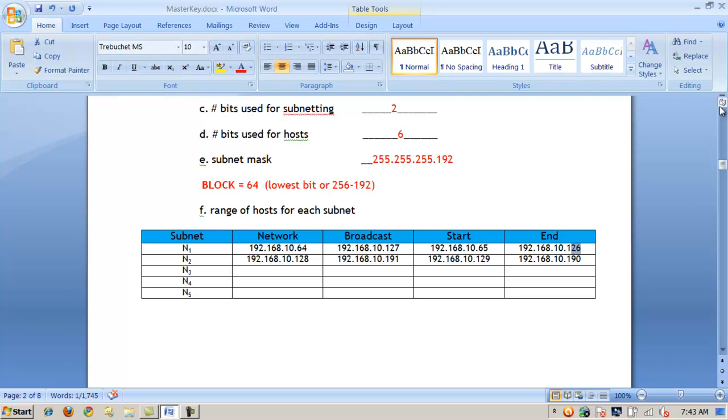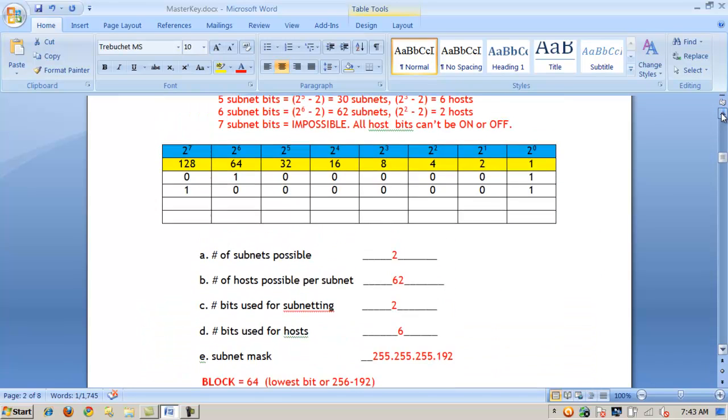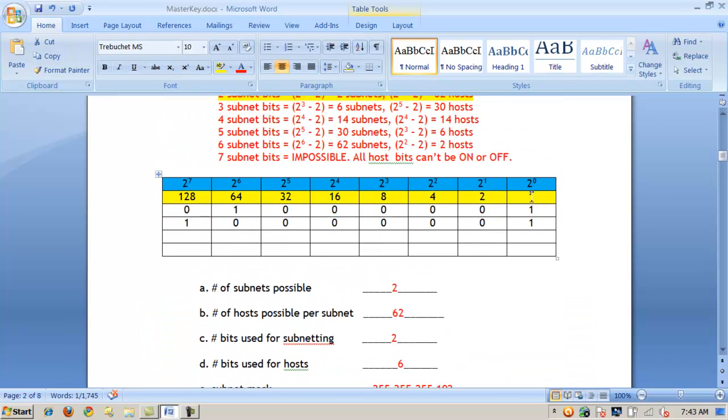And again, let's check that out in the byte table. Just like we saw, 65, right? This bit turned on, the 64 bit and the 1 bit, is the first valid IP that meets our conditions or rules.